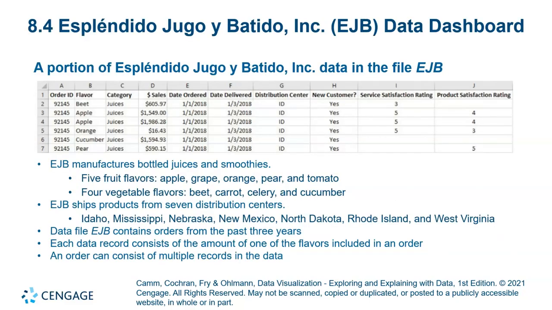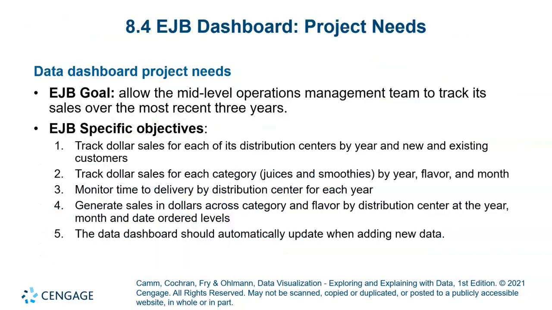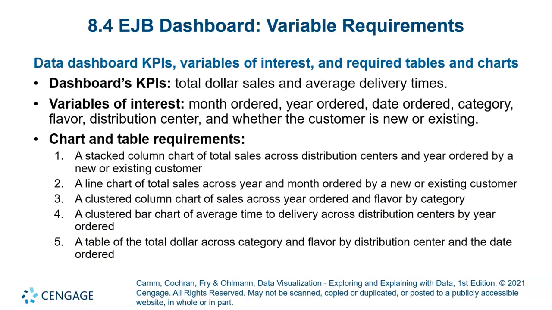This is one popular example of the AGB data dashboard, and we can see there were some goals and certain objectives for it based on what we studied. The AGB is mostly about juices and smoothies. The variable requirements were very different: the dashboard KPIs were total dollars and average sale times, and the variables of interest were month of order, year of order, date of order, category, flavor, and distribution center. So these were the different variables.